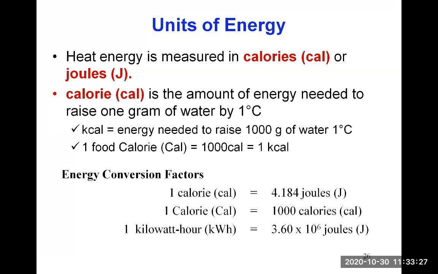So here are some energy conversion factors. 1 lowercase c calorie is 4.184 joules. And so the symbol for the joules is capital J. 1 capital C calorie is 1,000 calories. And then another unit here, the kilowatt hour. 1 kilowatt hour is 3.60 times 10 to the 6 joules. So the kilowatt hour is more used when we talk about electricity, electrical companies would talk about kilowatt hour when they talk about energy.